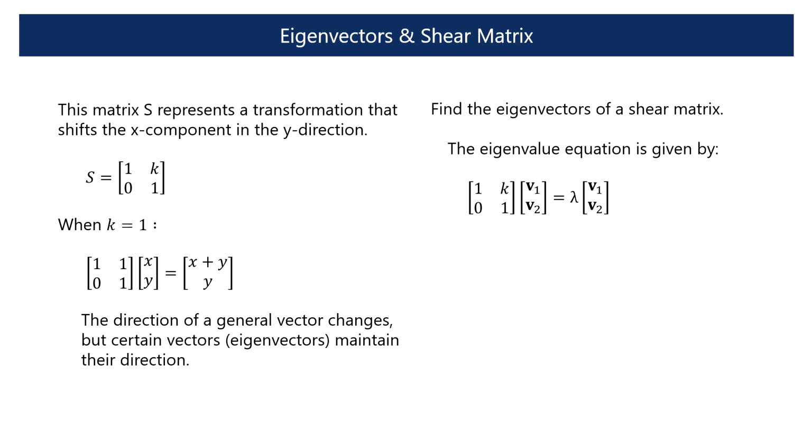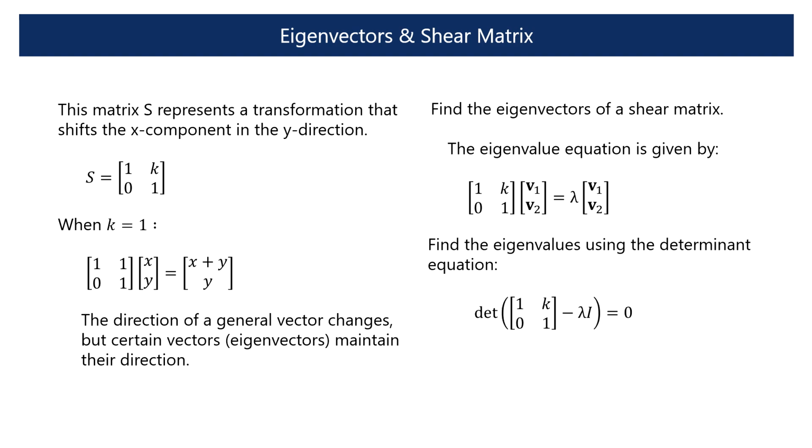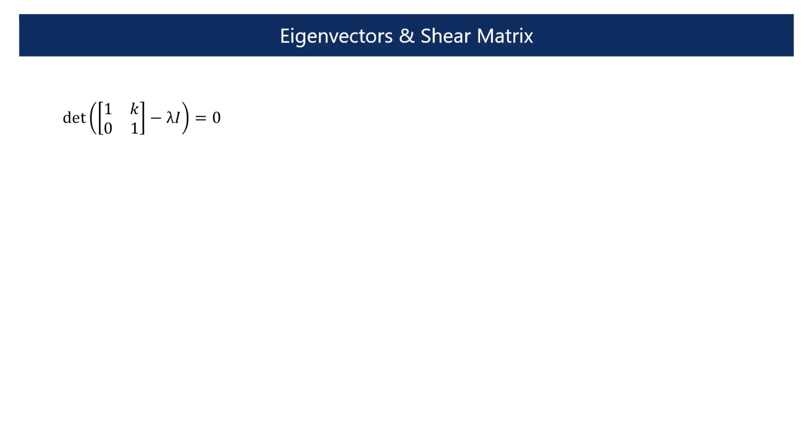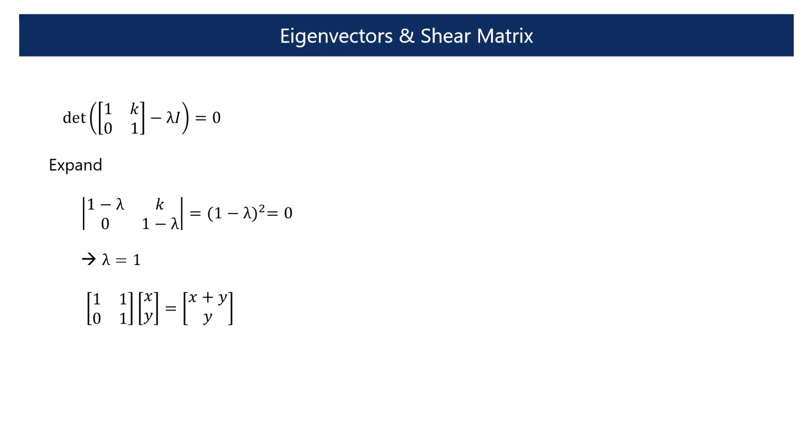The eigenvalue equation is given by this equation. Next, find the eigenvalues using the determinant equation. Let's continue with the determinant equation. Expand the determinant equation. Thus, the eigenvalue is lambda equals 1, which has multiplicity 2.